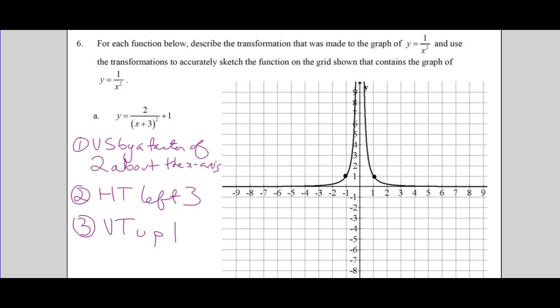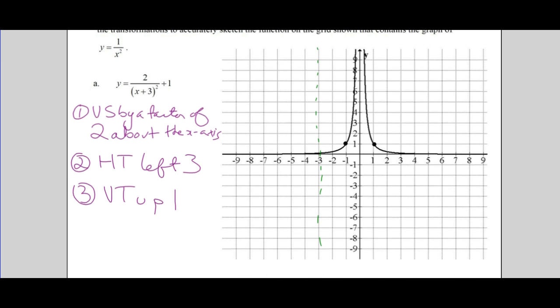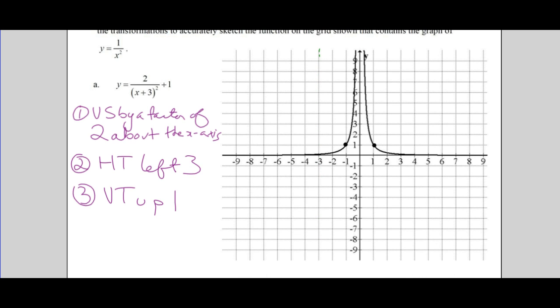Okay, what are we supposed to do with this? Sketch it? All right. So, what's the first thing we're going to sketch? Our asymptote lines. Okay. Where did our asymptote lines go? They went 3 to the left, and they went up 1. And it's vertically stretched by a factor of 2.